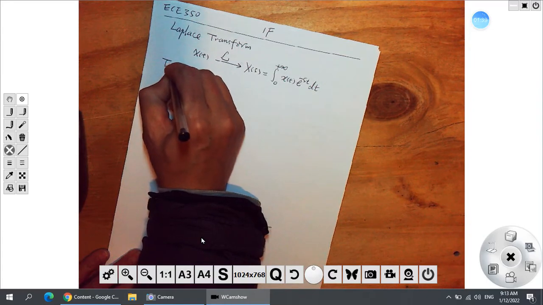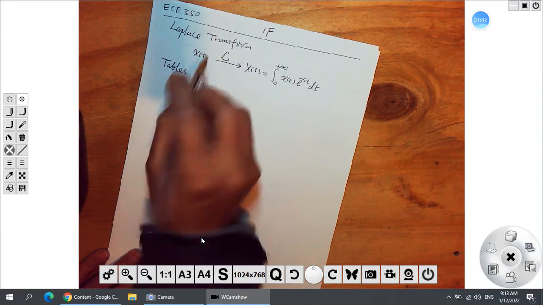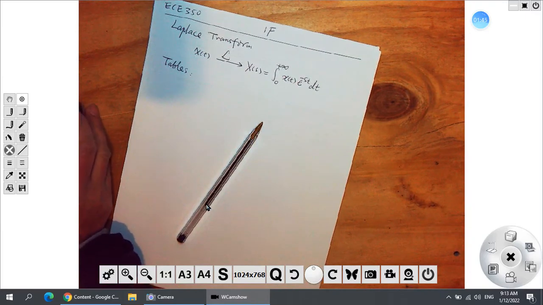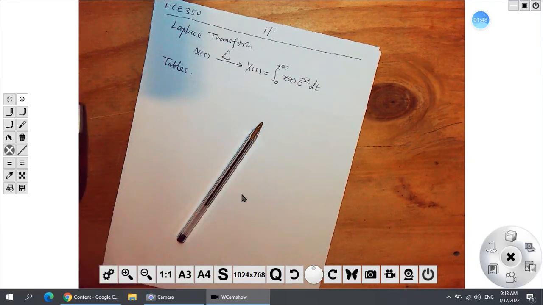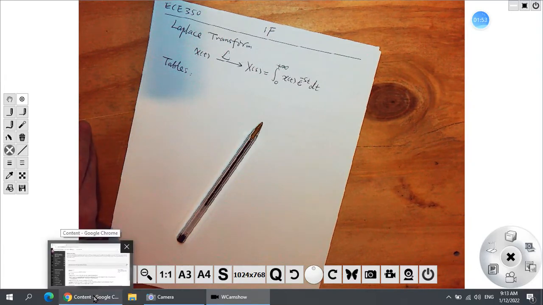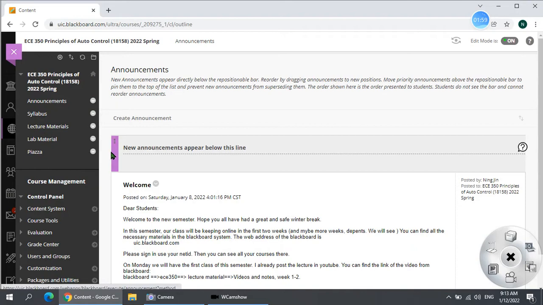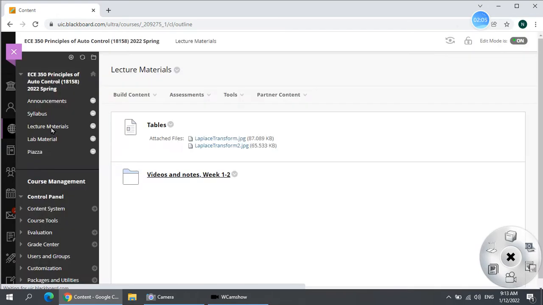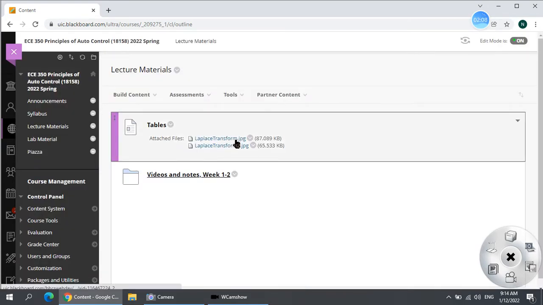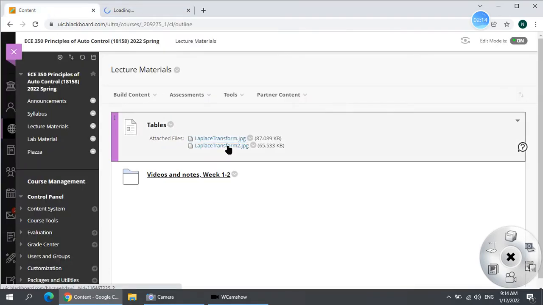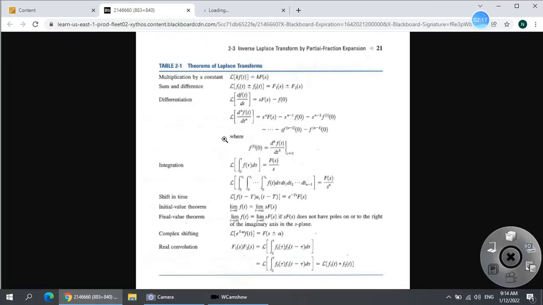So let's look at the tables in detail. Last time we used the table to solve one example, right? Now we go over the whole table with more details. Here I have posted the tables in the blackboard. You go to the blackboard, you go to the lecture material, then here I put the tables. Laplace transform 1, Laplace transform 2, have two forms. Actually they are coming from the textbook, you can find them in the textbook. But I put it here, it will be convenient, right?